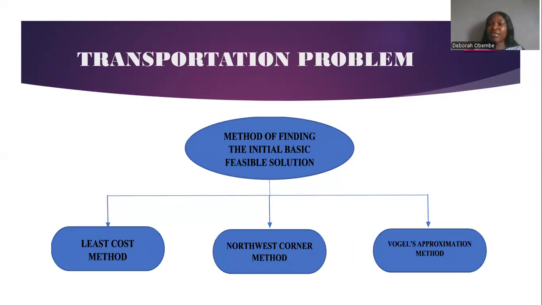So, methods of finding the initial basic feasible solution. Like I mentioned, we have traditional methods of finding the initial basic feasible solution, which we're comparing with ant colony optimization. We have the least cost method, northwest corner method, and Vogel approximation method.